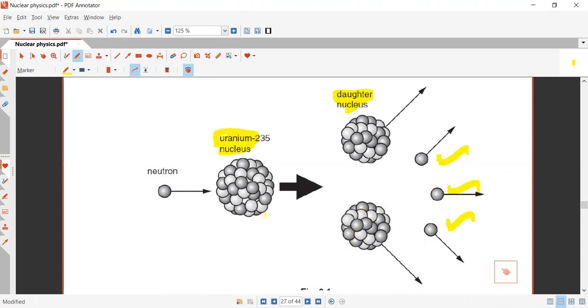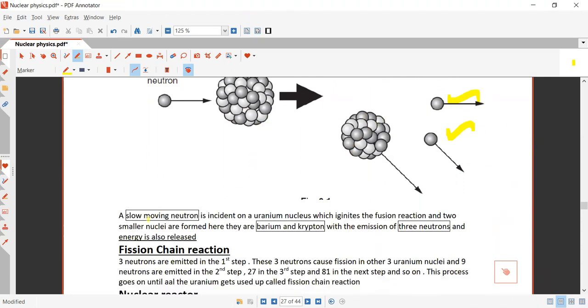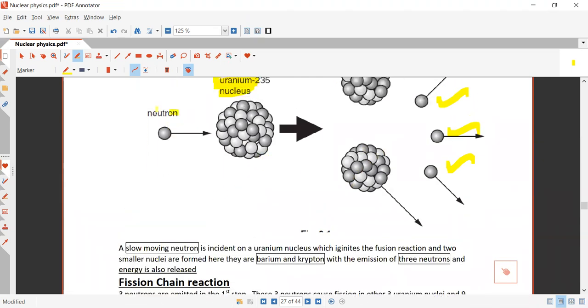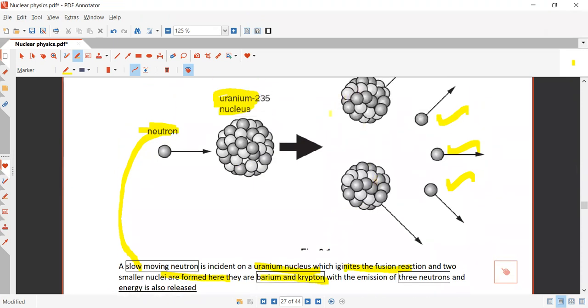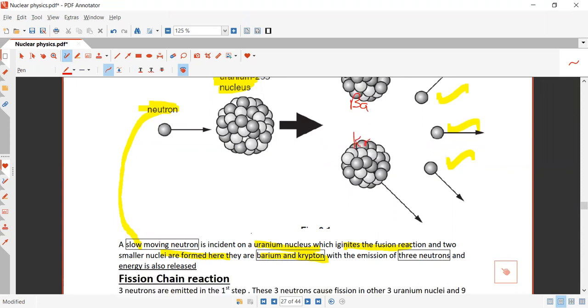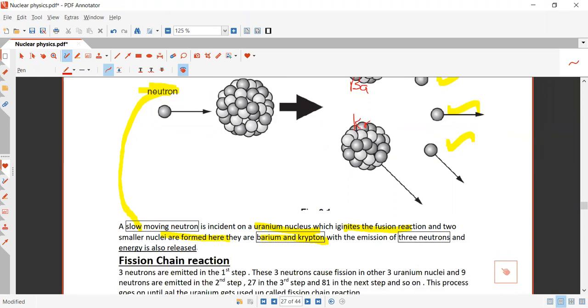So students, a slow moving neutron, here is the slow moving neutron, this one, is incident on the uranium nucleus which ignites the fission reaction and two smaller nuclei are formed, barium and krypton. Right, students, let's say this is barium and this is krypton. And then three neutrons are released with the emission of energy.